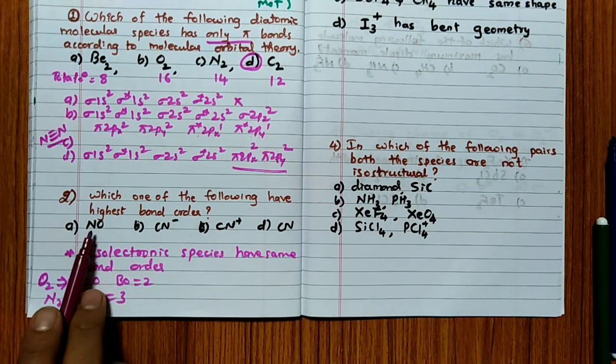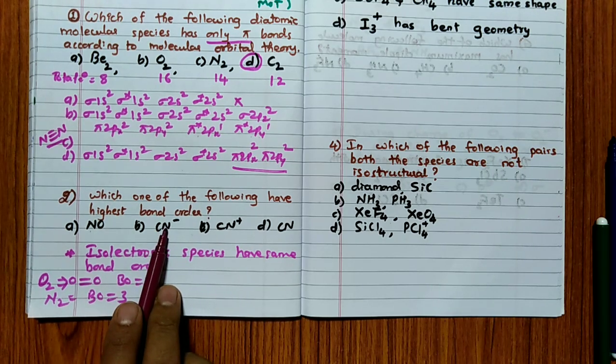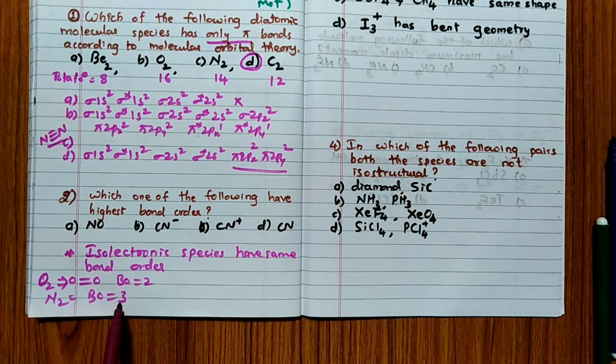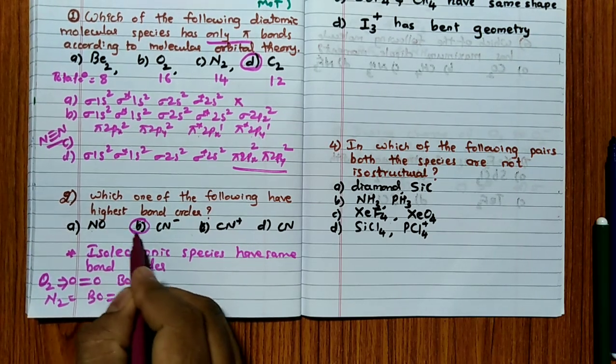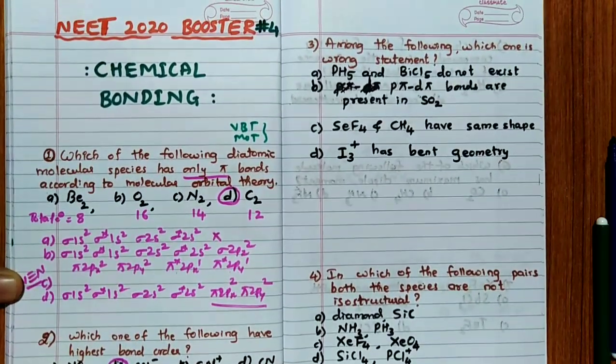See, NO: 7 plus 8, so a 15 electron system, and the bond order will be 2.5. So C and N: 7 plus 6 plus 7 is 13, and the minus sign means plus 1, so a 14 electron system. That is B, and the bond order is 3. That is a shortcut in this particular case. Remember that.